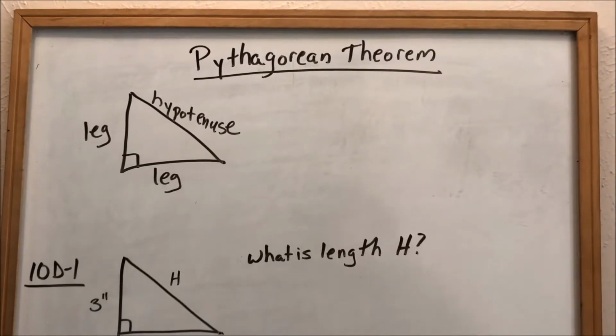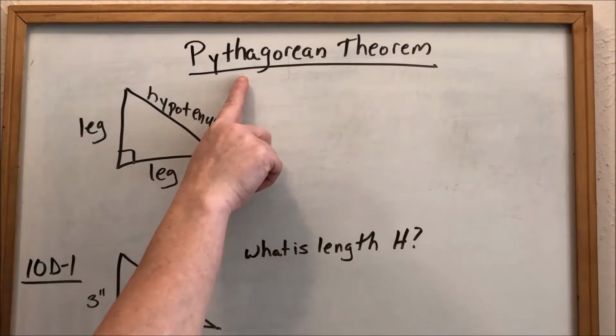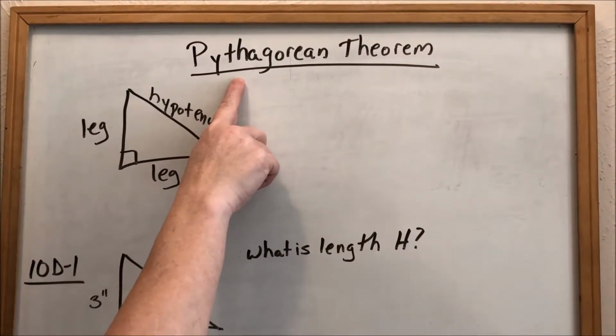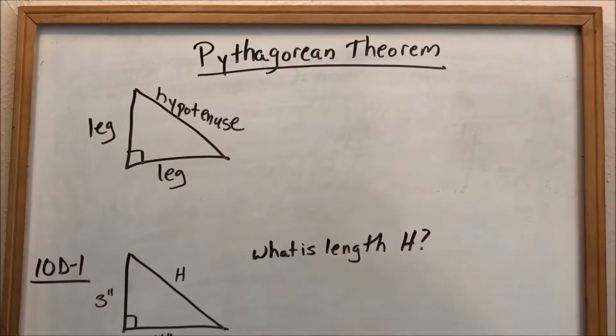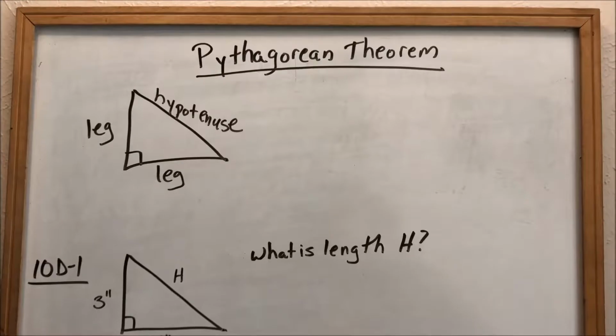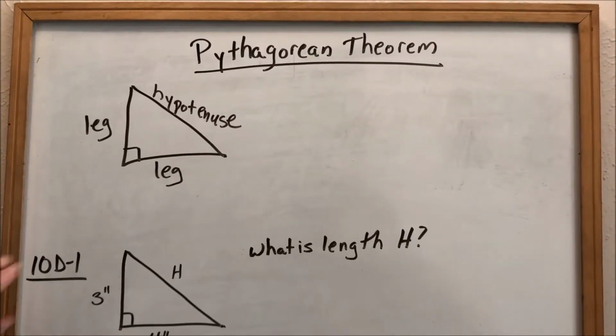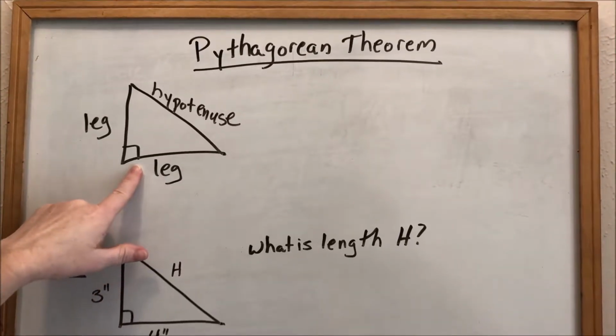Okay, today we're doing Pythagorean Theorem. That's how you say this, Pythagorean Theorem. It is a formula named after a scientist, Pythagoras. So, Pythagorean Theorem is going to be a formula that can only be used for right triangles.